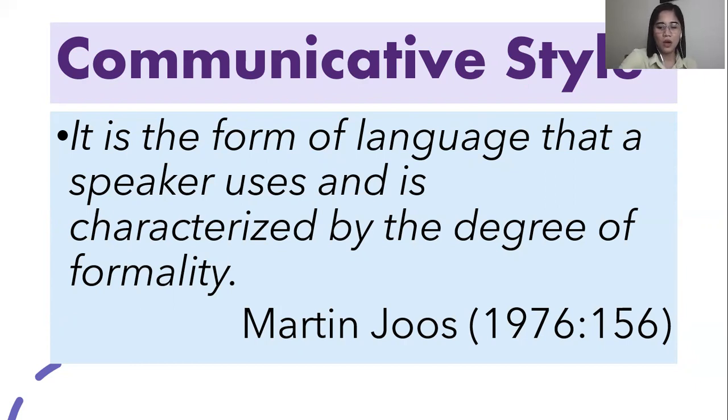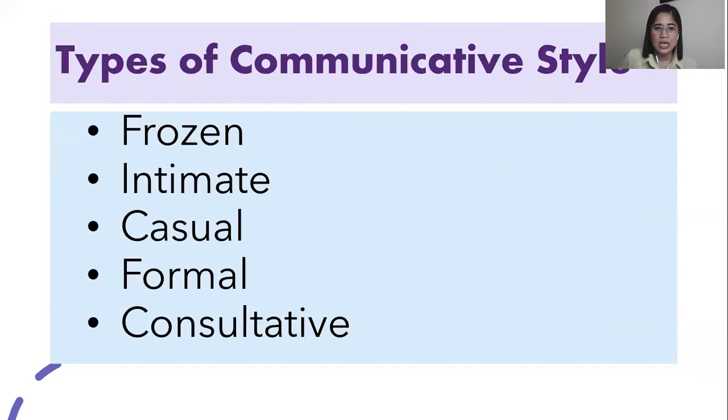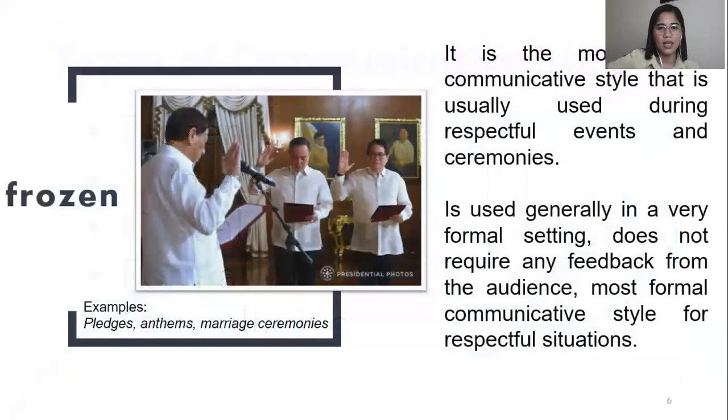Okay. According to Martin Joos, he gave 5 types of communicative style. We have the first one, frozen. The second one is intimate. The third one is casual. Fourth one is formal. And then the last one is consultative. Let us have the first one, which is frozen.